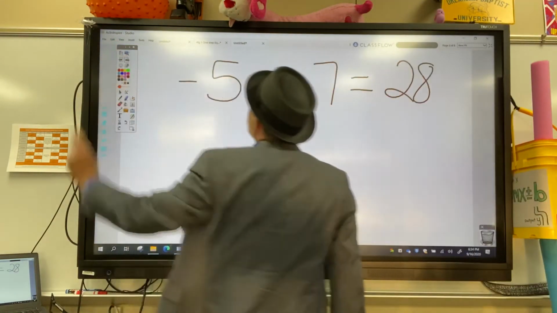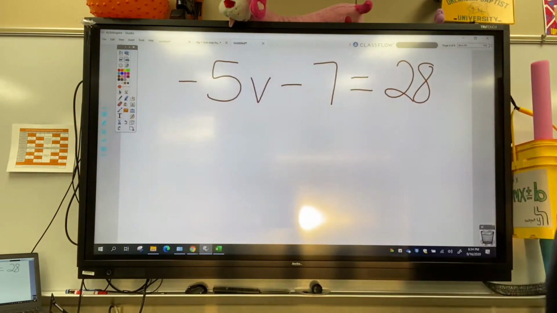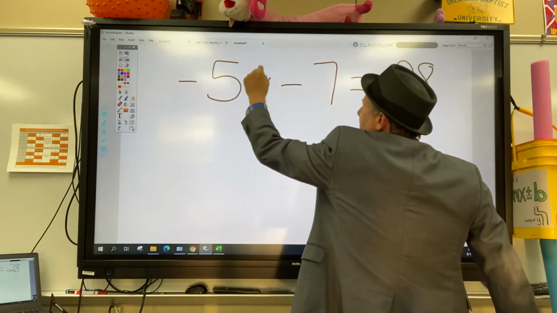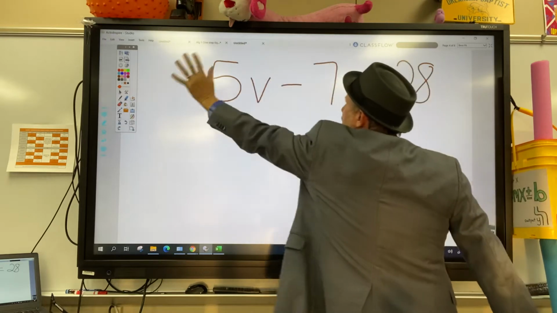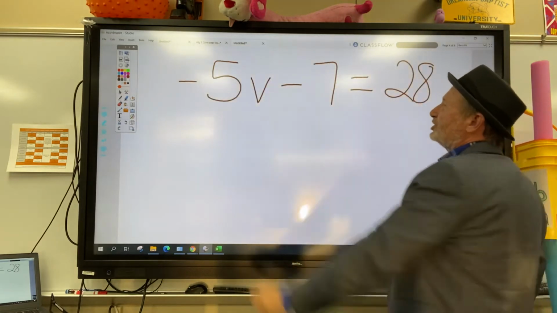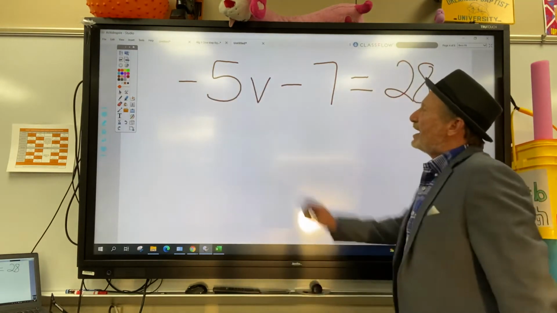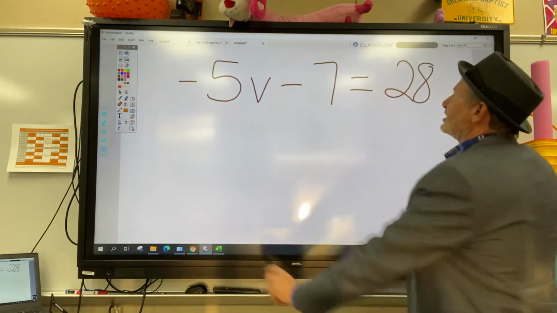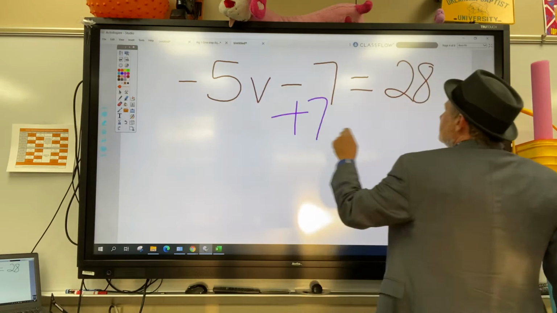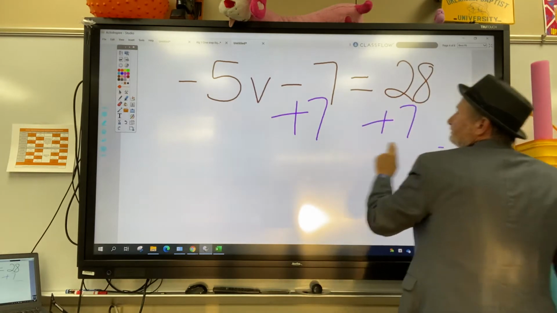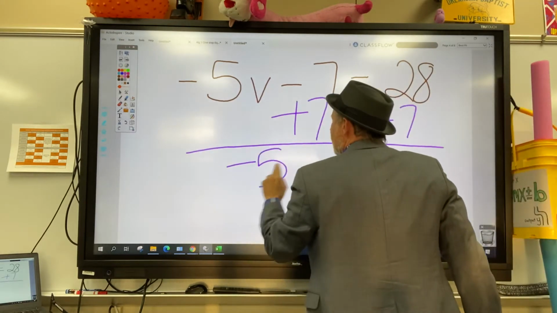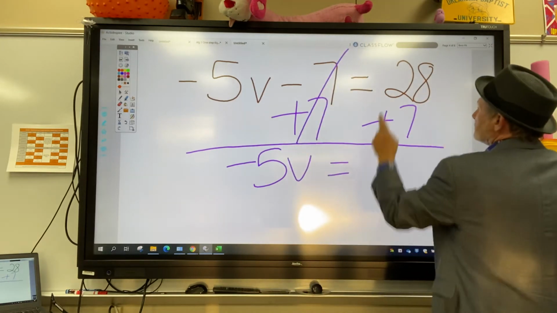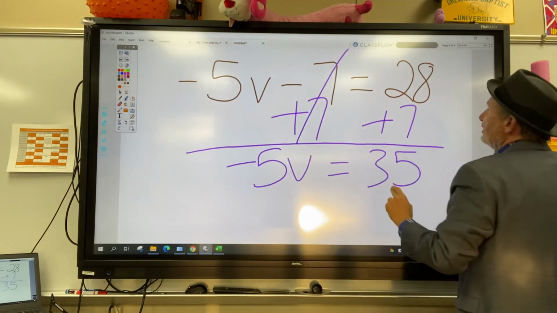All right, moving along. Negative 5v minus 7 equals 28. Equal sign, variable side. Variable, get rid of what's farthest to closest. Negative 7 is the slouchy uncle. Negative 5 is baby, snuggled up next to Mama V. So we've got to get rid of the slouchy uncle first. Plus 7, negative 5v equals 35.